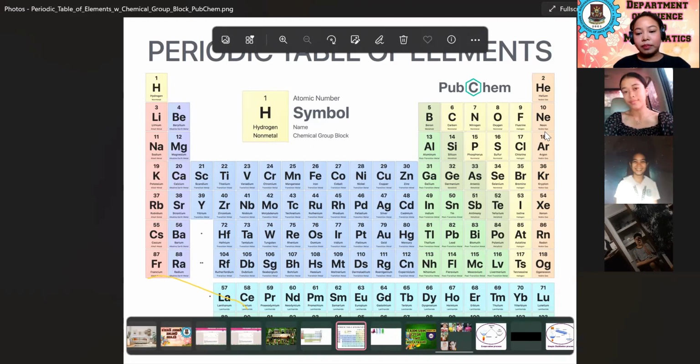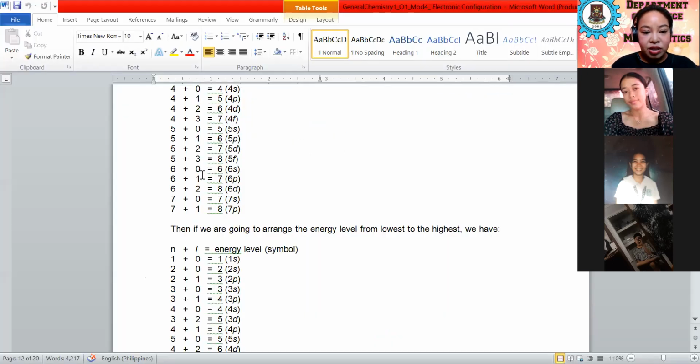So going back, for 6 we only have 3 values: 0, 1, and 2. That is 6 plus 0 is 6, 6 plus 1 is 7, 6 plus 2 is equal to 8. 7 has only 0 and 1. So we have 7 plus 0 is 7, 7 plus 1 is 8. So actually, the maximum number of energy level is 8.